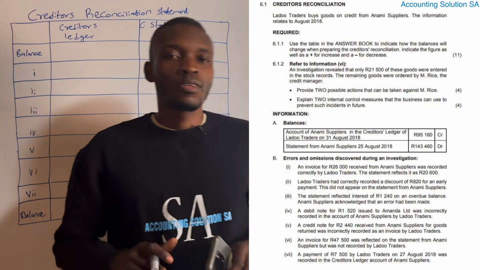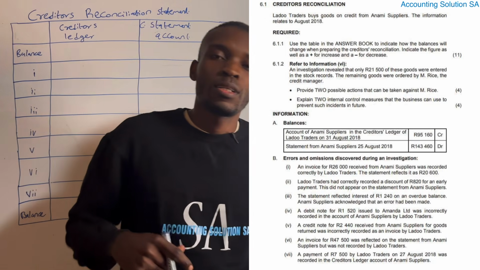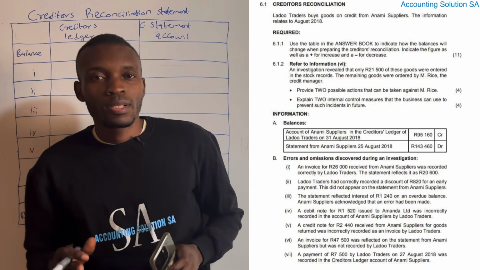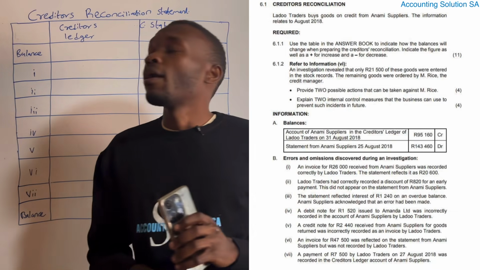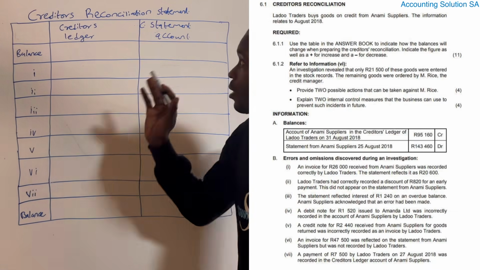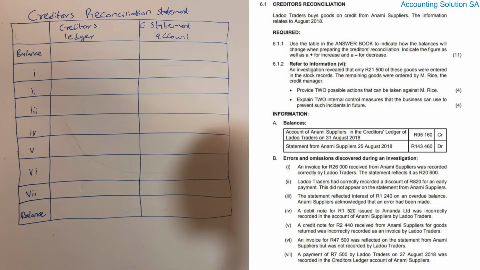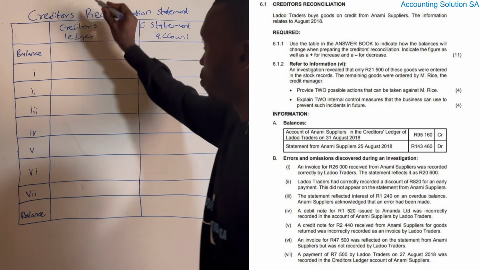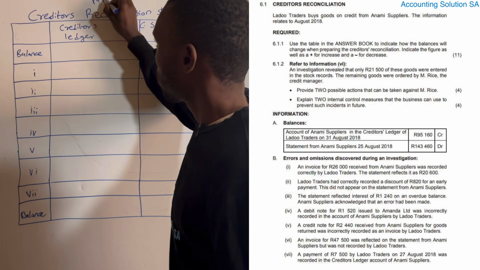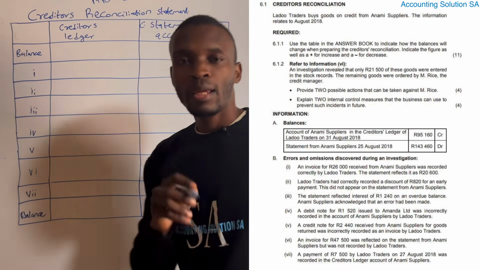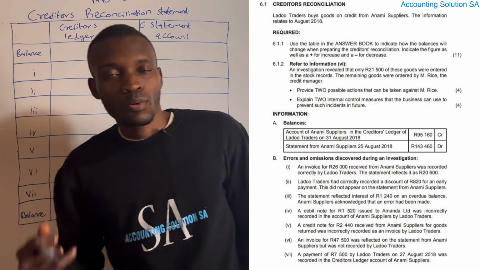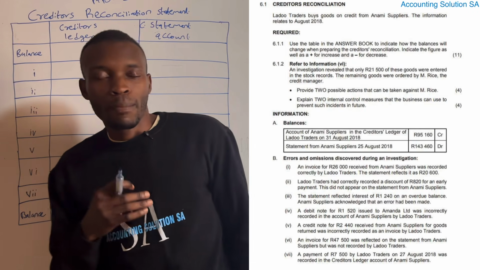So in this video we are going to do a revision on the creditors reconciliation statement. Remember guys, when we deal with creditors reconciliation statement, you are going to face this when you write your paper 2 in your final examination. You have to take note that reconciliation is part of paper 2.